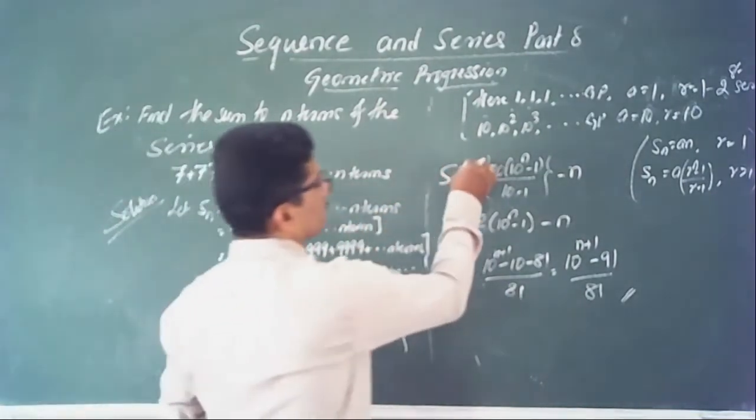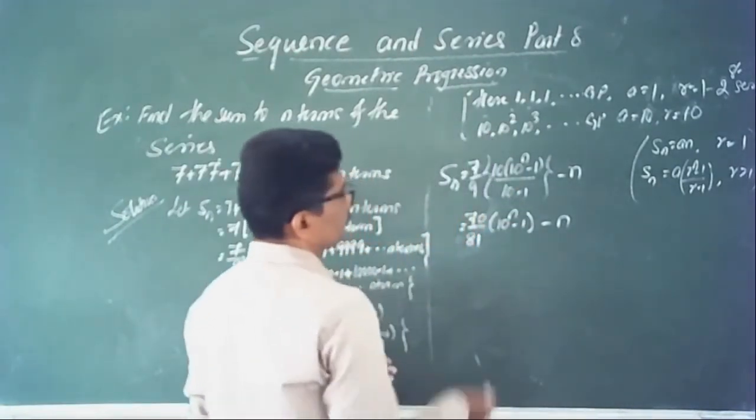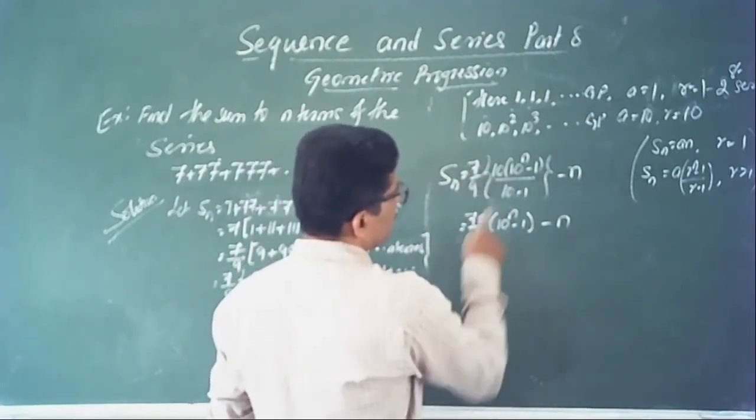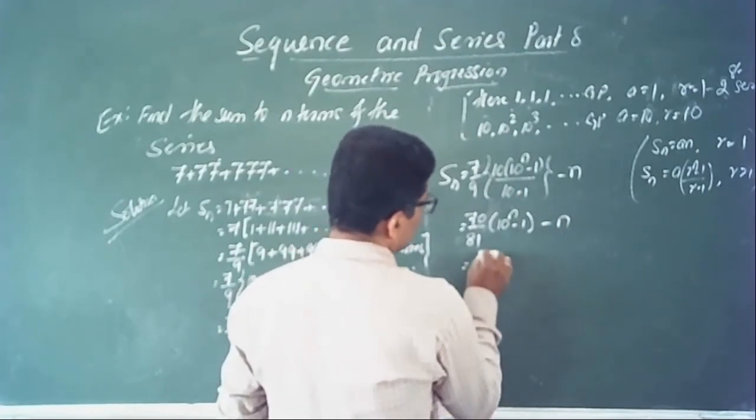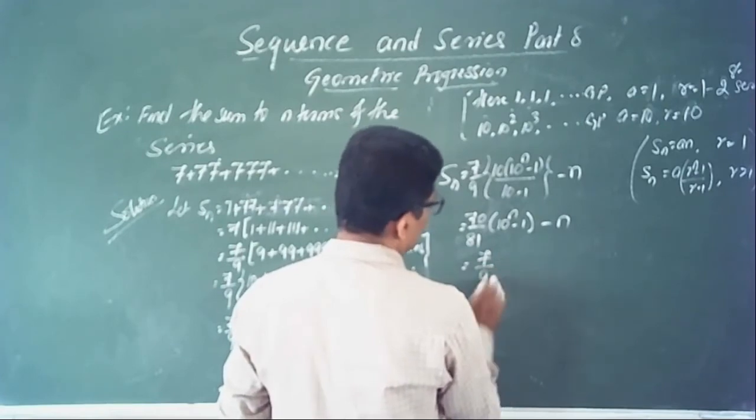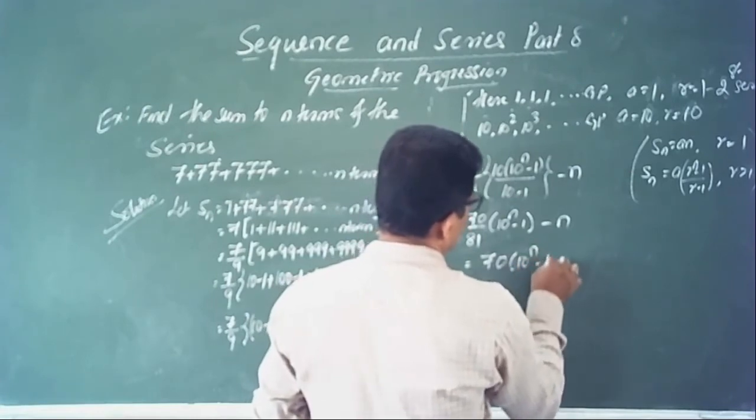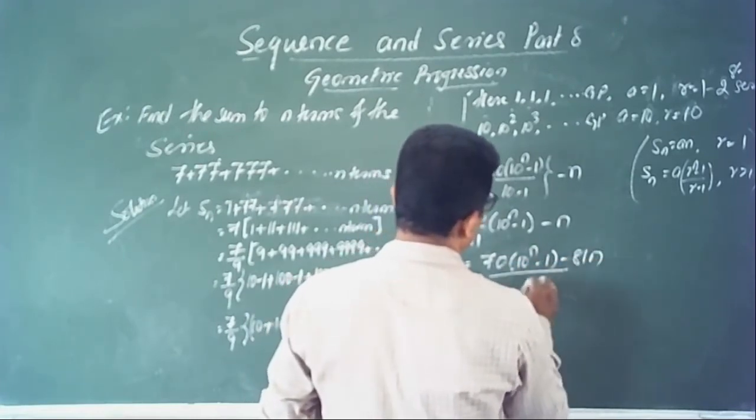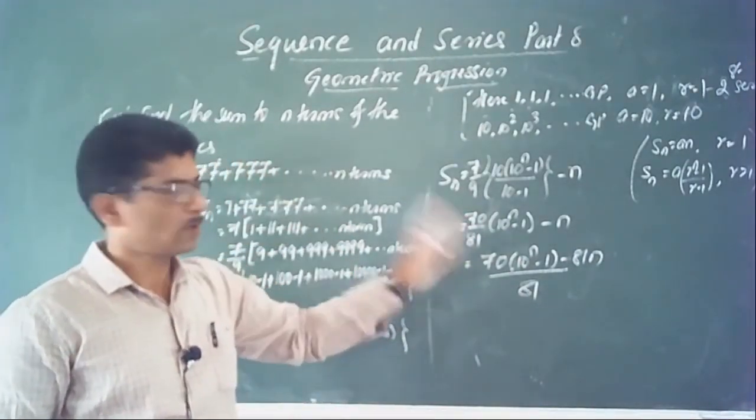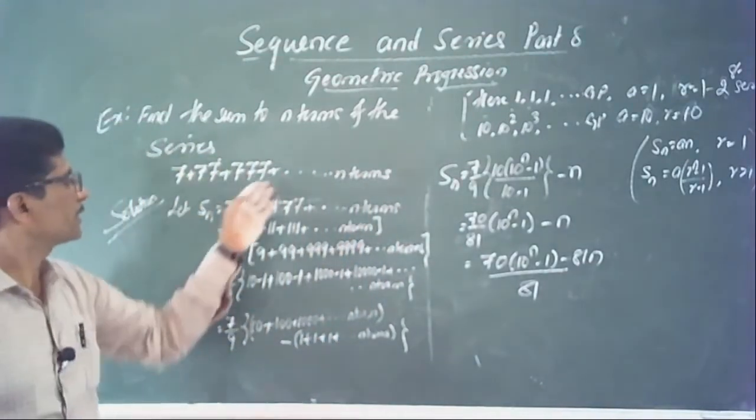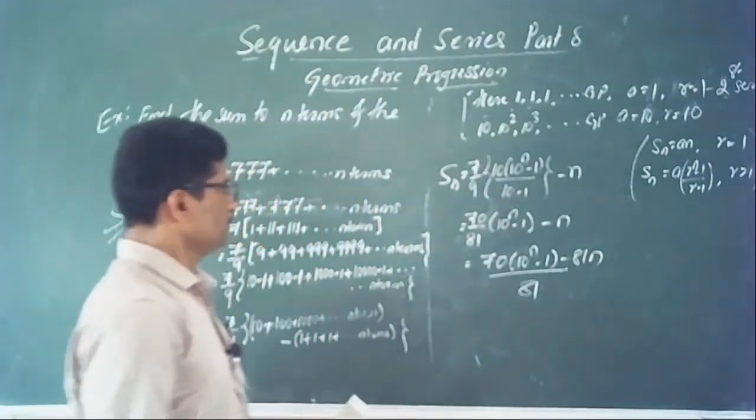The same steps come here. Writing 7 into this much is enough: 70 by 81 into 10 to the power n minus 1 minus, or you can take 7 by 9 outside, or 70 into 10 raised to n minus 1 minus 81n divided by 81. This one is the sum to n terms, or put it as it is. If something else is given, like 8, we ask for 8 divided by 9. Clear? Next problem, a similar type of problem.